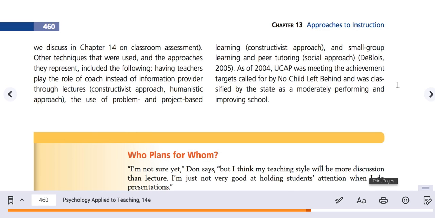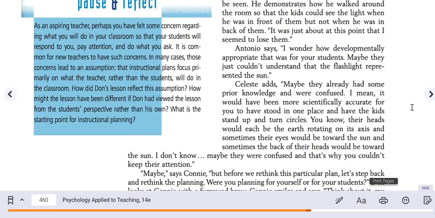Other techniques that were used and the approaches they represent included the following: having teachers play the role of coach instead of information provider through lectures, constructivist approach, humanistic approach; the use of problem and project-based learning, constructivist approach; and small group learning and peer tutoring, social approach. As of 2004, UCAP was meeting the achievement targets called for by No Child Left Behind and was classified by the state as a moderately performing and improving school.